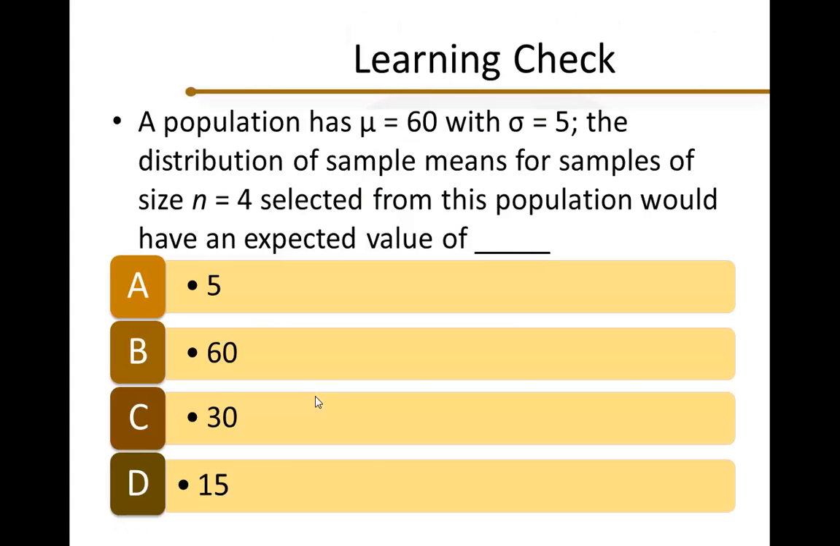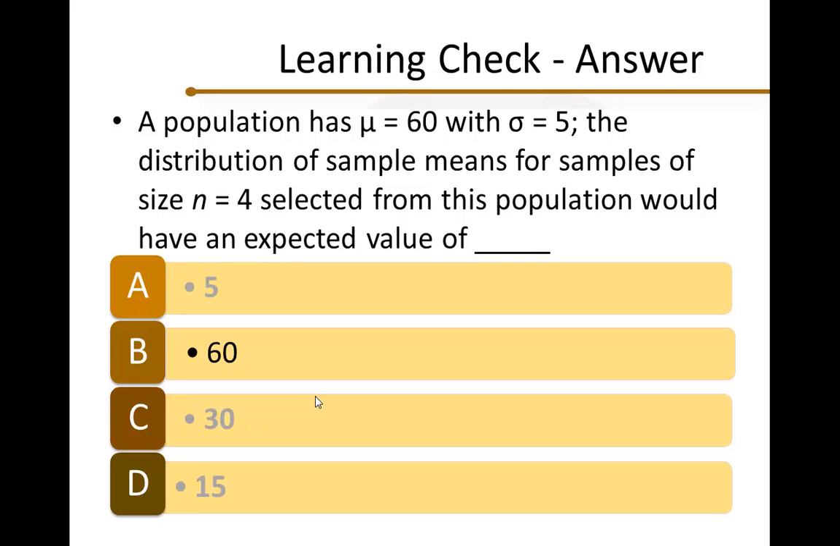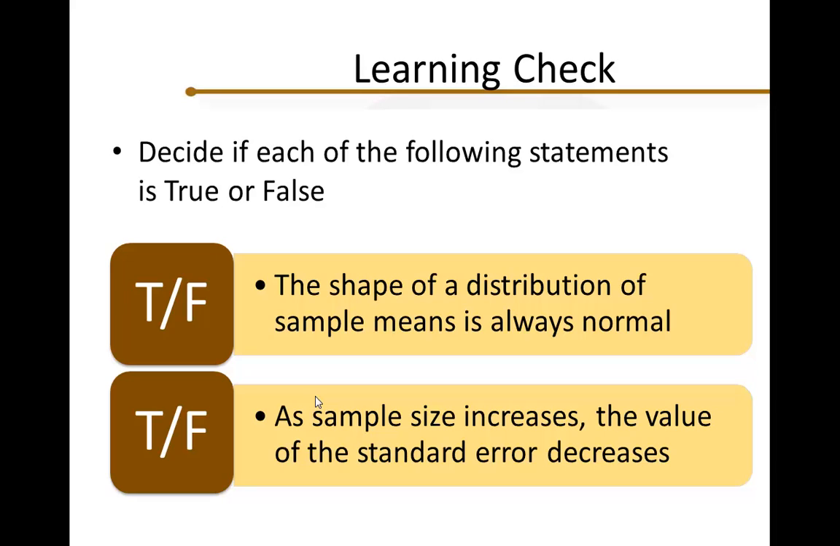All right, so we have a population that has a mean of 60 with a standard deviation of 5, okay? And the distribution of sample means for samples with a size n is selected from this population. What would your expected value be? Okay, and that is 60. It's kind of a trick question, because if you have a population mean of 60, then we would expect the value of our sample to also be 60.